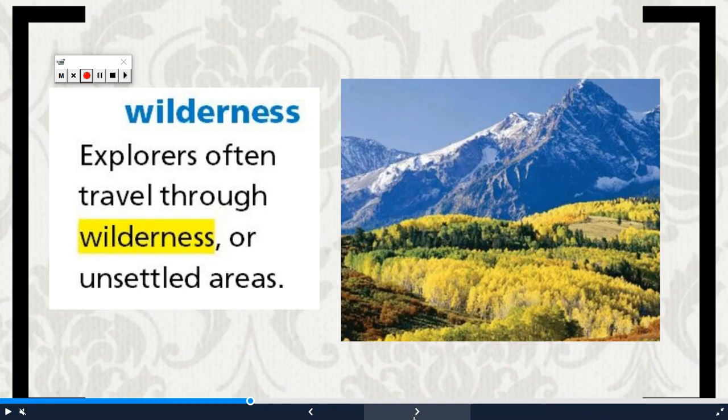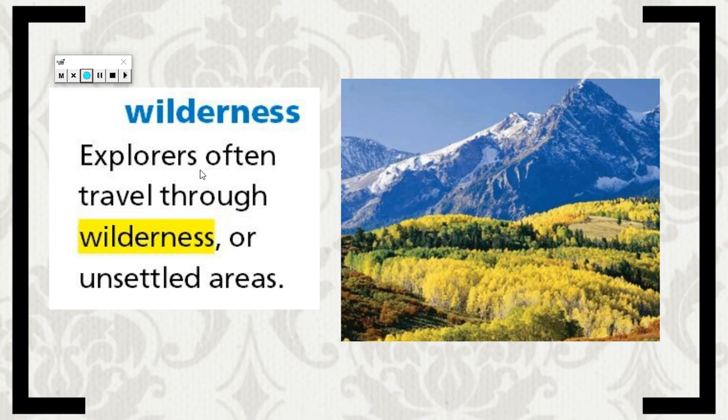Wilderness. Let's read the examples to know the wilderness. From the picture, can you see it? It's big. It's a little bit wild, a little bit like forest. Can you see any people here? Nothing. So an explorer often travels through wilderness or unsettled area.